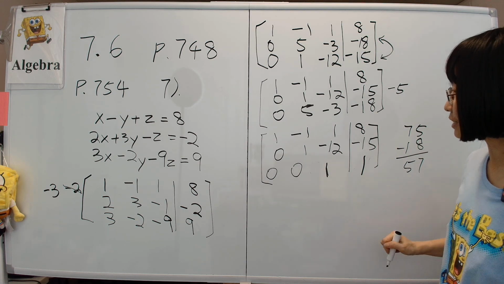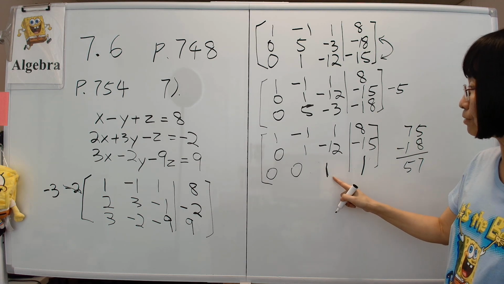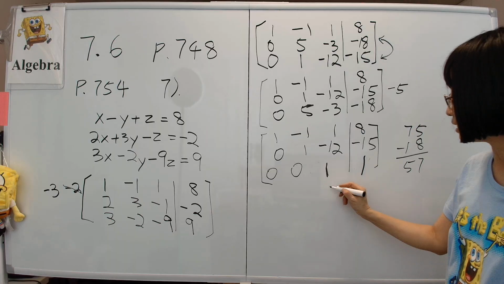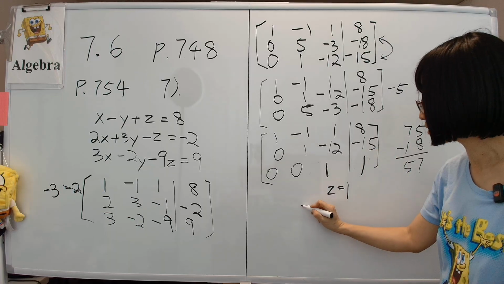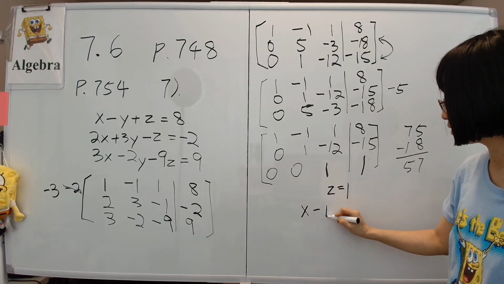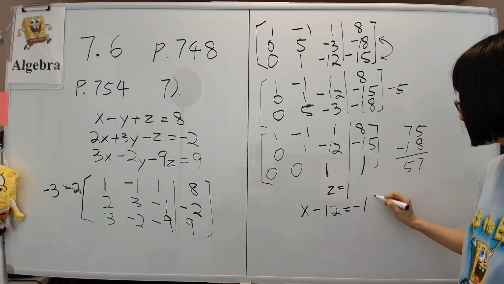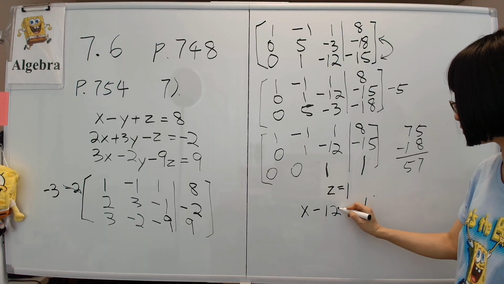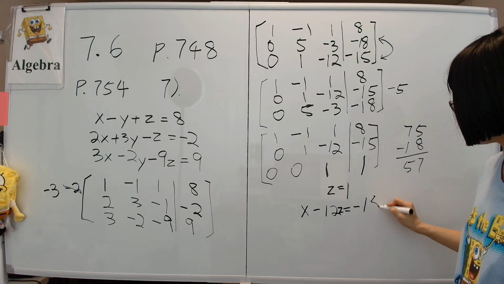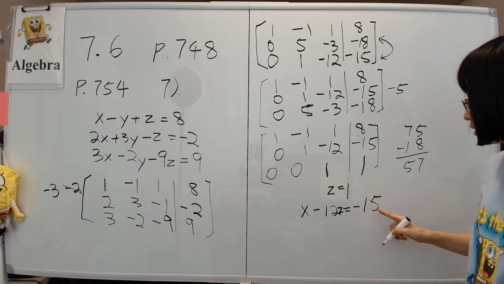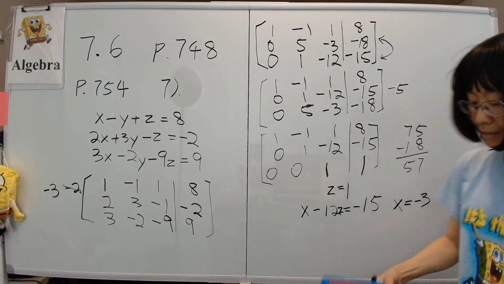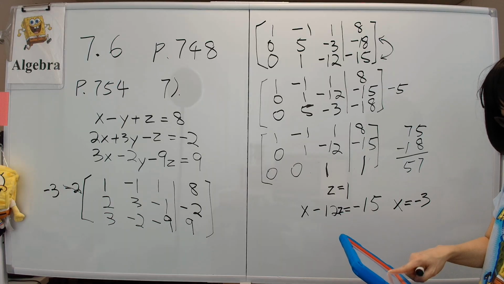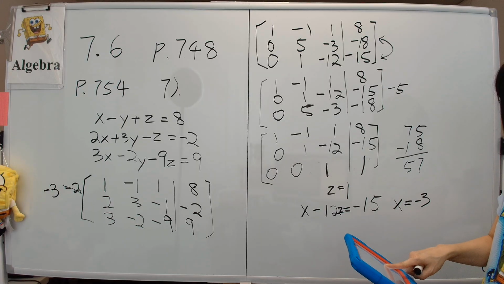But what does that mean? That means that the third position is z, so this represents z equals 1. And then the second position means that x minus 12z equals negative 15. And that z is 1, so that means x equals minus 15 plus 12, x equals minus 3. Now, I want to check the answer and make sure I got it right before I go any farther. z equals 1, x equals minus 3.